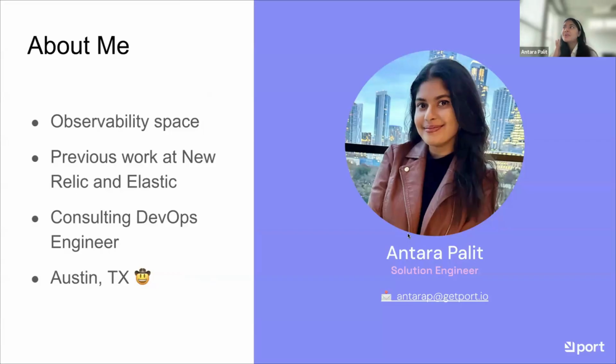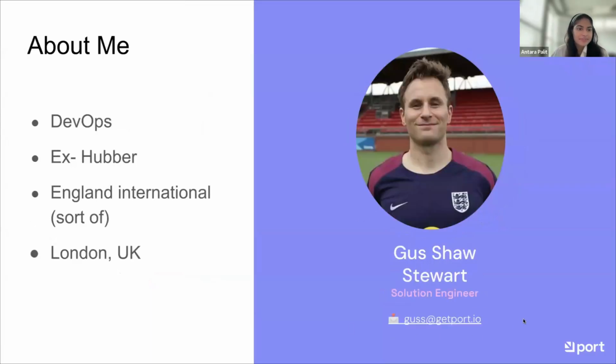Just a quick intro for me. My name is Antara. As Bree said, I'm a solutions engineer here at Port. I come from the observability space, so I was at New Relic and Elastic prior to this, and in a past life, I was at Accenture consulting as a DevOps engineer. I'm based out of Austin, Texas. I'm going to hand it over to Gus to do a quick intro.